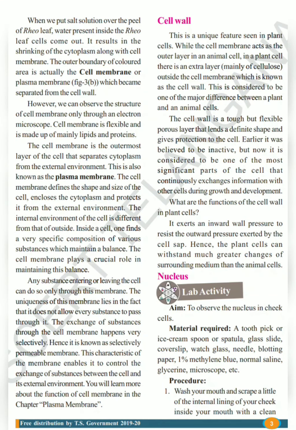See, the reason behind this is when we put salt solution on a rheo leaf, the water which is present inside the cytoplasm of this rheo leaf will come out. As a result, all the cells will shrink and the outer boundary becomes visible to us. So the outer boundary which is visible to us is nothing but the cell membrane. This is also called as plasma membrane.